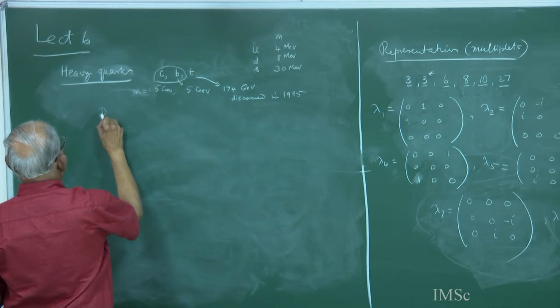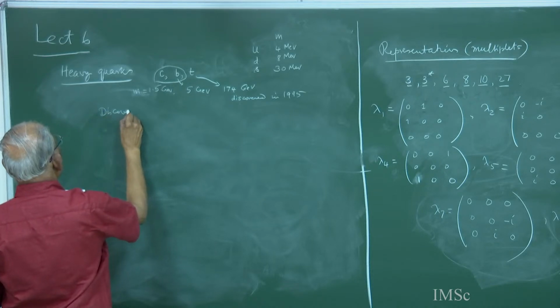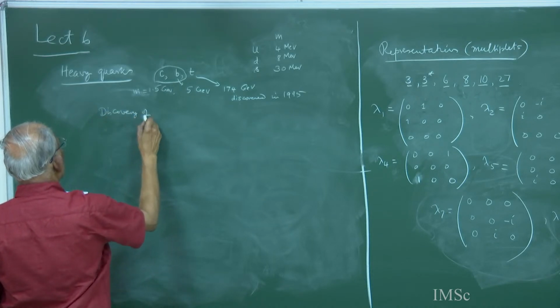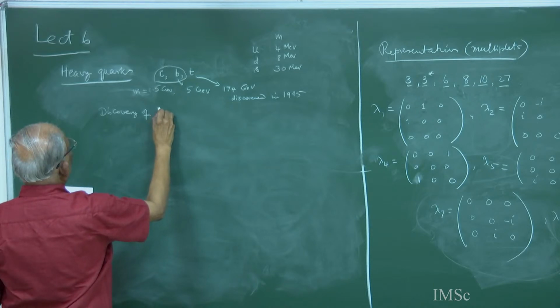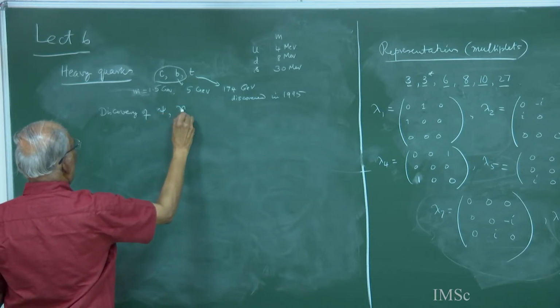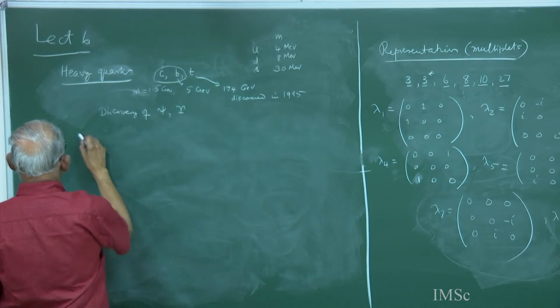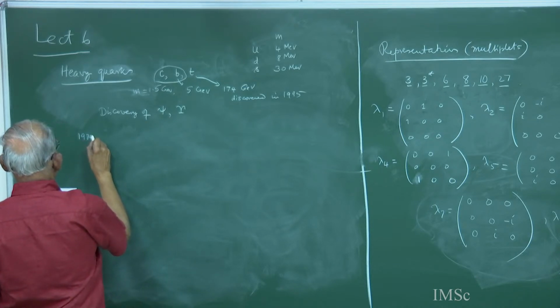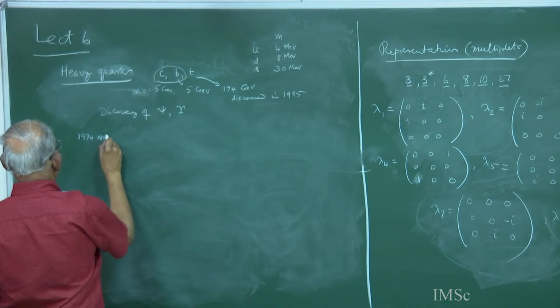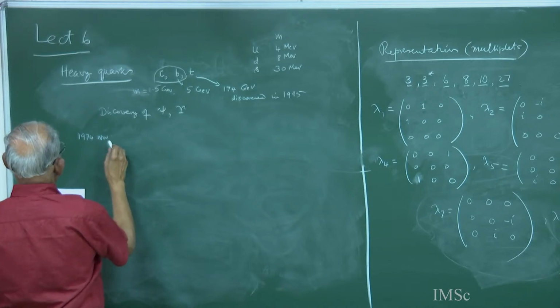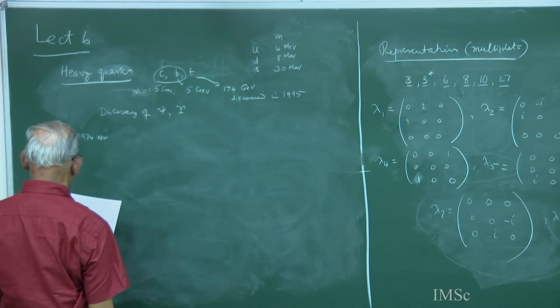Now, the discovery of these two is interesting, so I am going to talk about it a little bit. And those are the discovery of two particles, two hadrons called psi and epsilon. This is the Greek epsilon. 1974, November. It's called the November Revolution because of what I'm going to say.